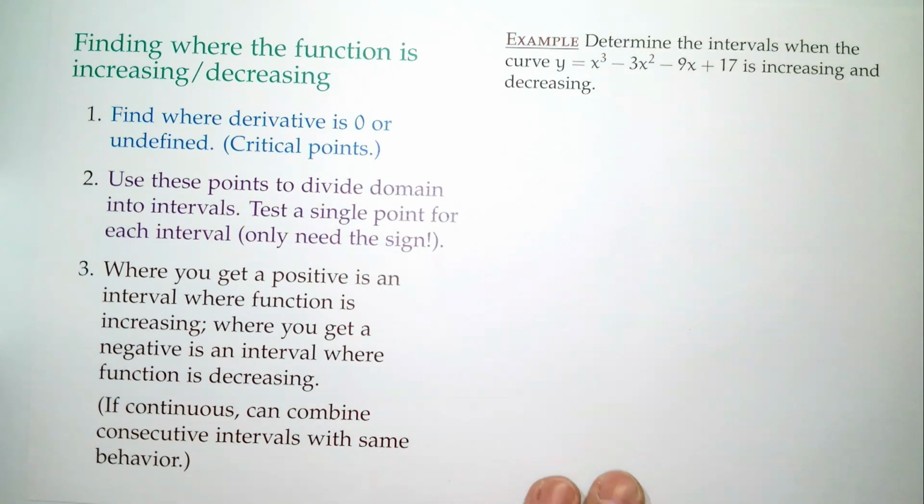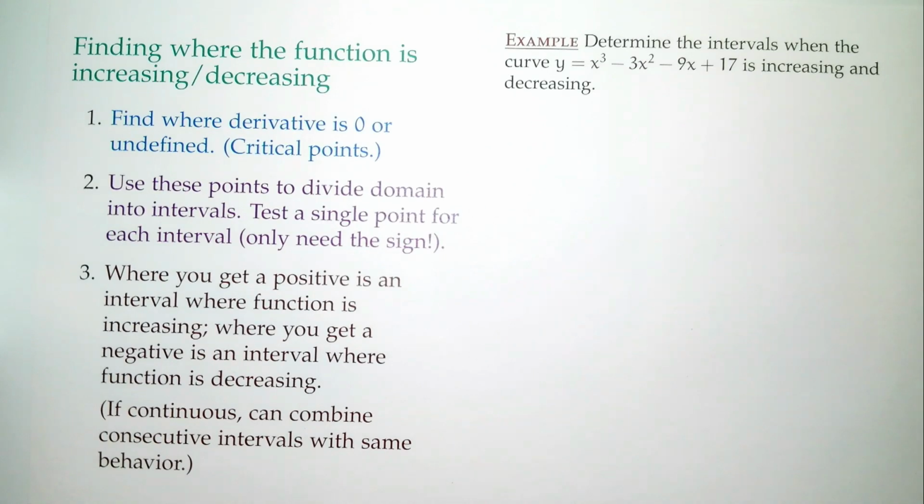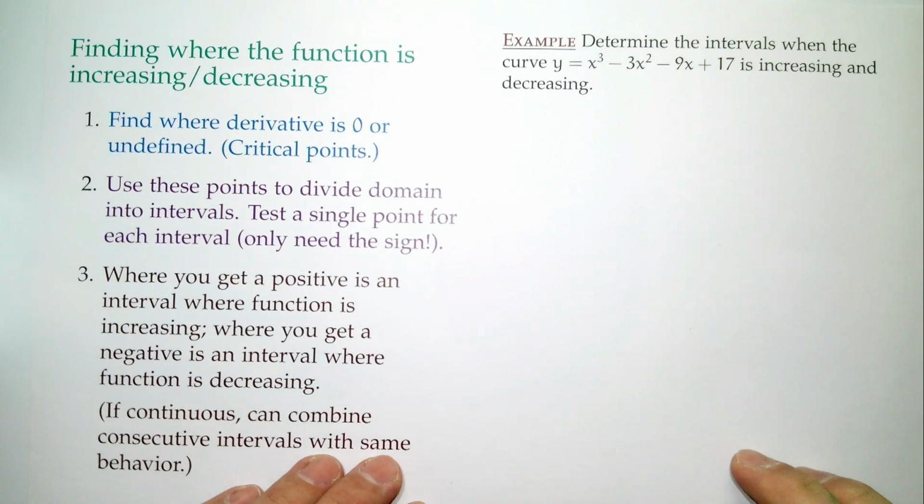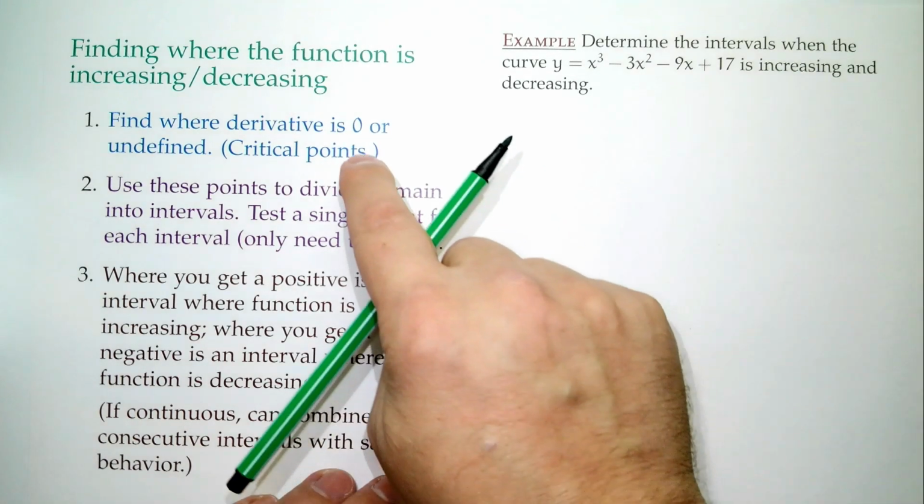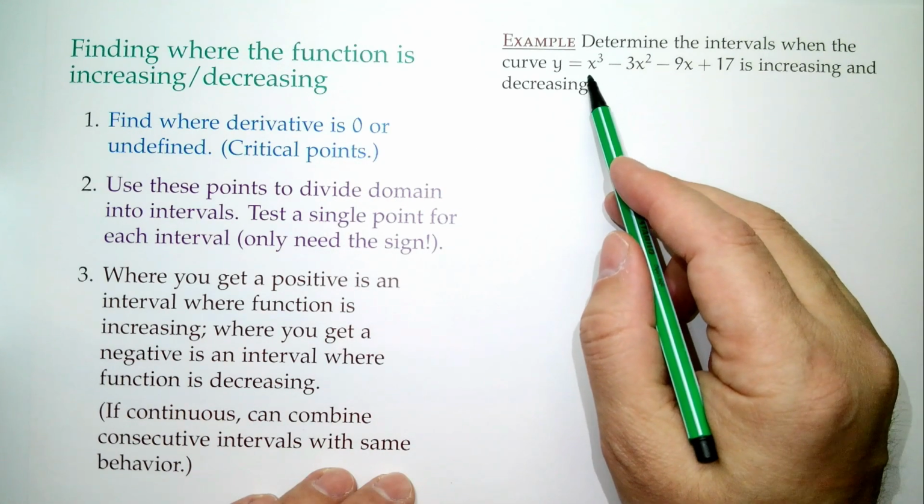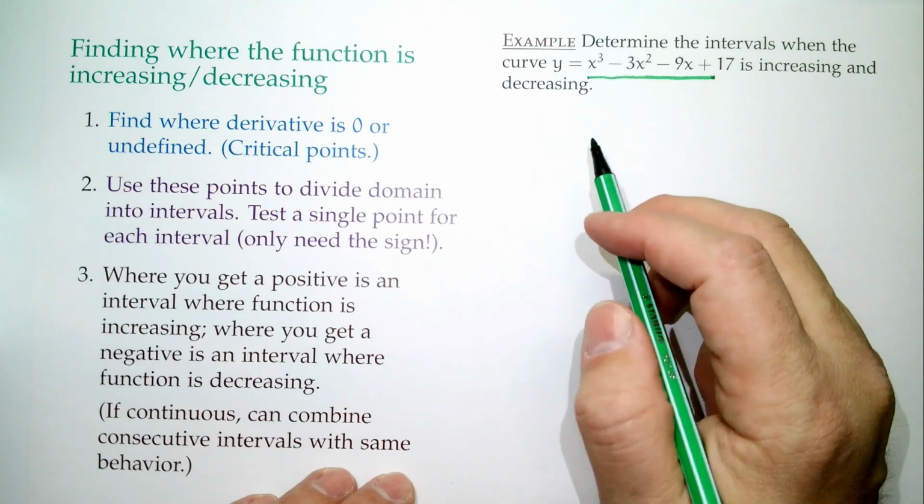So let's do some examples. Determine the intervals when the curve y equals x cubed minus 3x squared minus 9x plus 17 is increasing and decreasing. So our procedure, where do we begin? Well, step 1, find where the derivative is 0 or undefined. So let's take the derivative. What's the derivative?